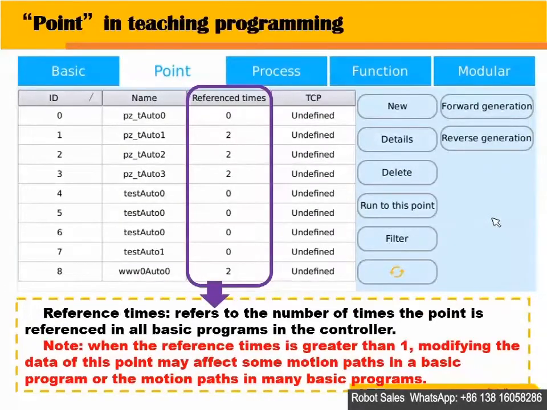Reference times refers to the number of times the point is referenced in all basic programs in the controller. Note: when the reference times is greater than 1, modifying the data of this point may affect some motion path in a basic program or the motion path in many basic programs.